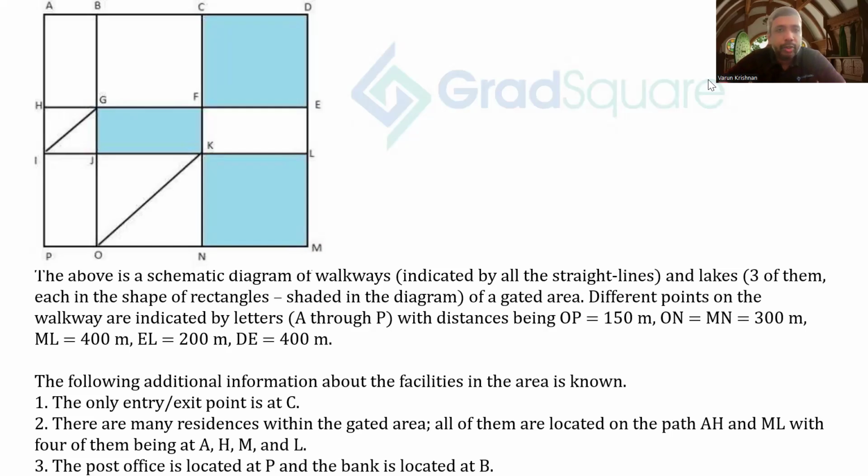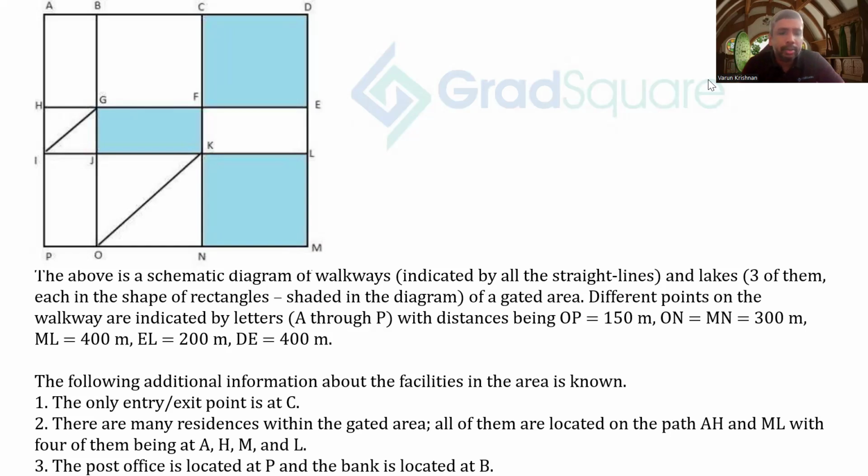Hello and welcome everyone to this video in which I'm going to be solving a set from slot 2 of CAT 2024 paper. This set was part of the DILR section and this is a set in which a map was given of a gated community and there were different roads. Each of the lines are representing a particular road.